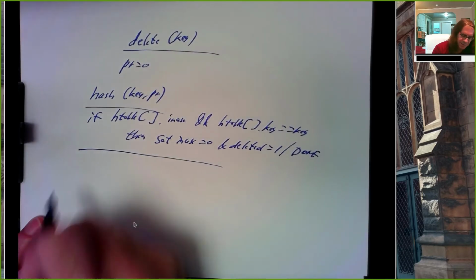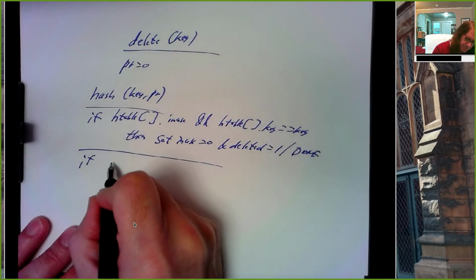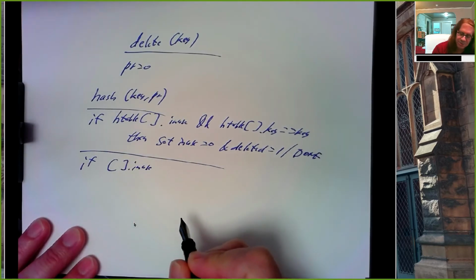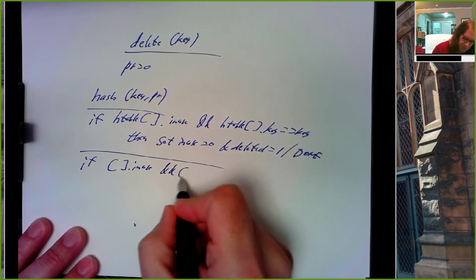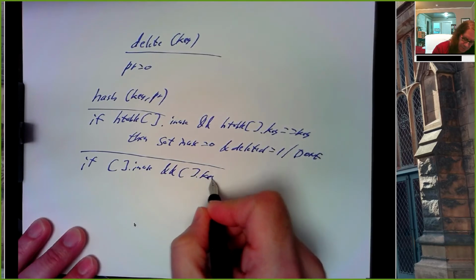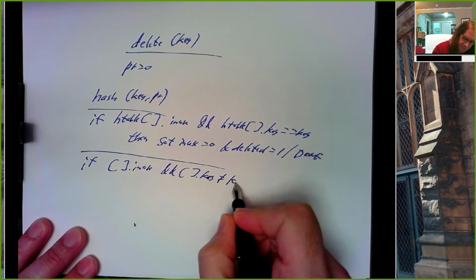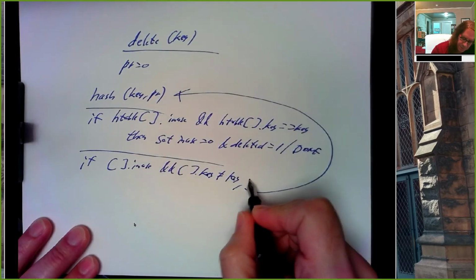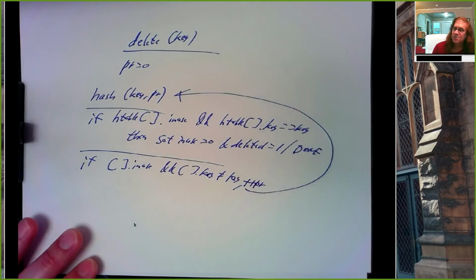All right, if the table entry is in use and the key is not equal to the key we're looking for, increment the probe and go back and try again.